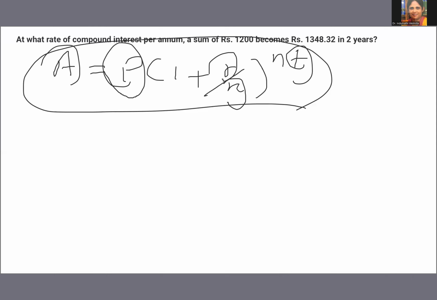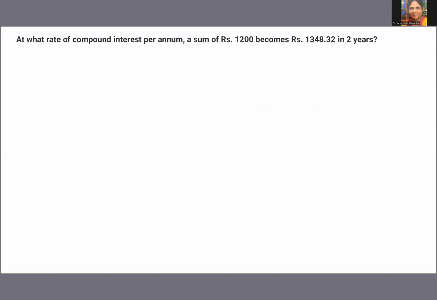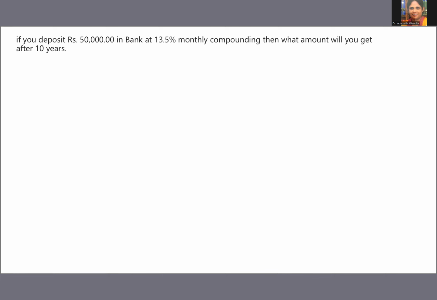So this is a very easy one. Shall we look at a sample question? You deposit 50,000 in a bank at 13.5% monthly compound. That is relevant to that one, no? You can see in here monthly compounding.